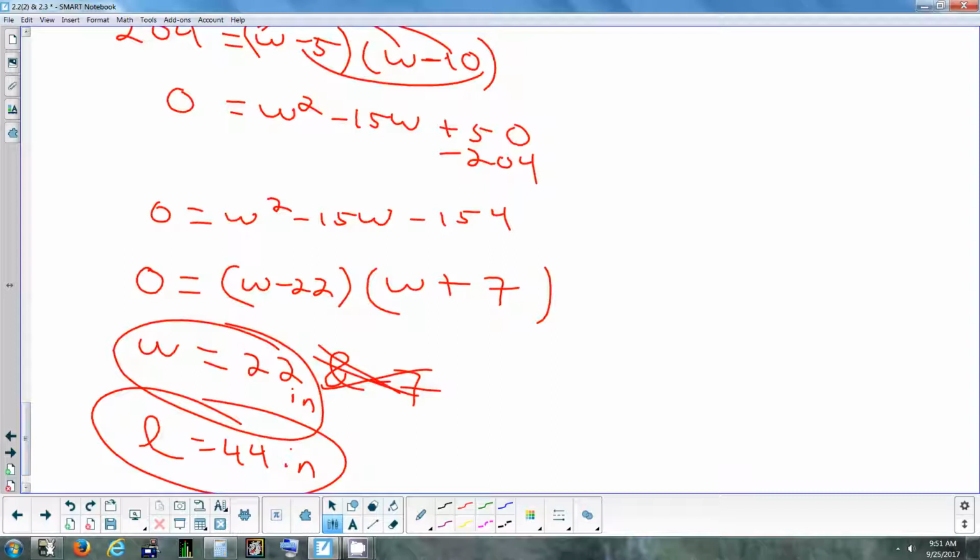Okay. So that kind of combined solving a system of equations with a quadratic. And if you couldn't have factored it, you just use the quadratic formula. Okay. Any questions on that? All right.